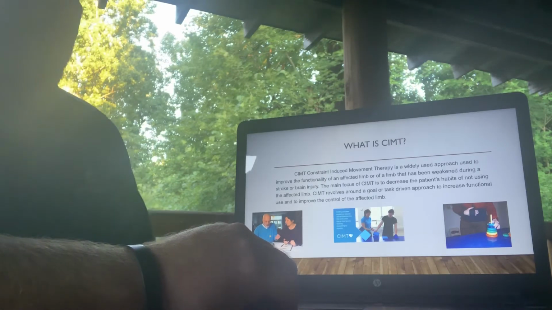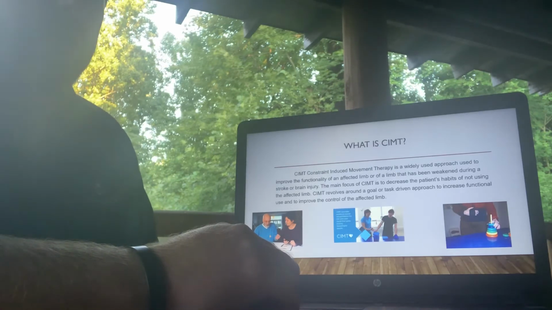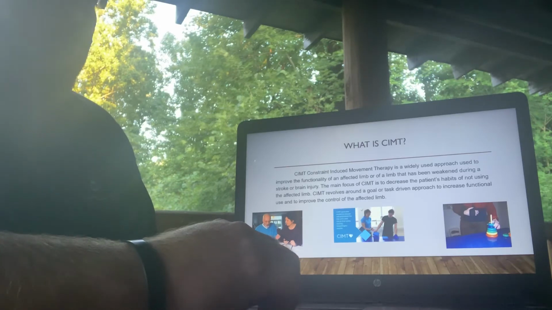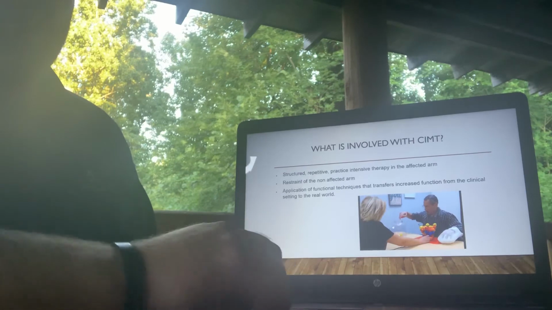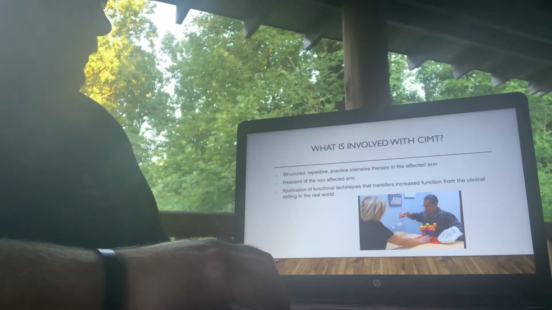So a lot of times, a patient that suffers a CVA or a brain injury can lose function of an extremity, a limb, an arm, or hand. Instead of working towards trying to strengthen that, they will compensate for it and use the other hand, which will weaken the use of that affected hand.